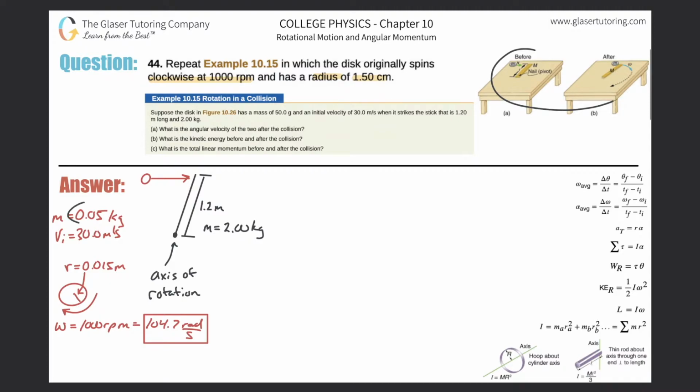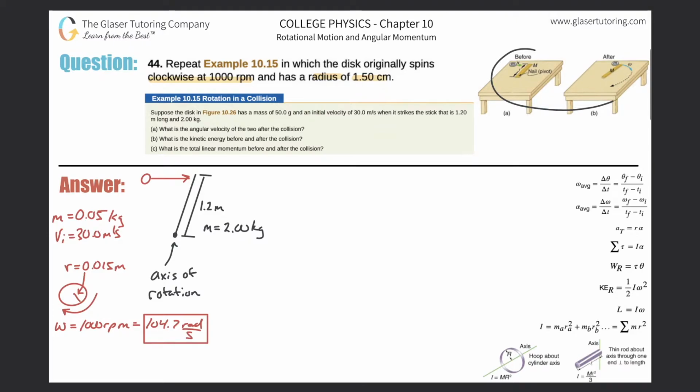It has a mass of 0.05 kilograms. The linear velocity is going to be 30 meters per second. And this disk is now also rotating clockwise at 1000 RPM. I already converted that into radians per second. And the radius of this disk is also 0.015 meters.